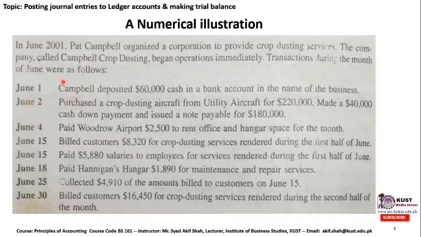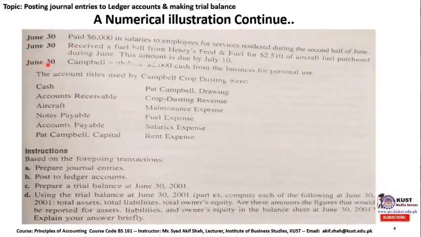Let's have a slight revision of the problem. That is, in June 2001, Pat Campbell organized a corporation to provide the services of crop dusting to clients. The company was called the Campbell Crop Dusting Company. It was the name of the company, and it began operation immediately. The transactions were as follows, from June 1 to the 2nd, 4, 15, 15, 18, 25, 30th, and then we got certain events on the same final day of the month.